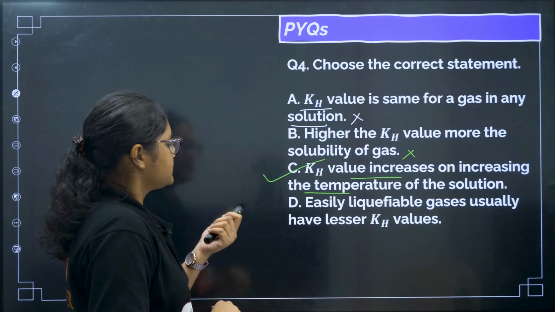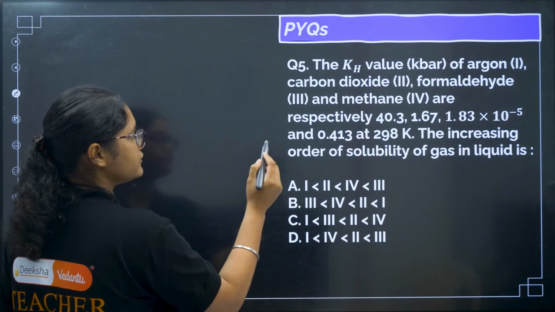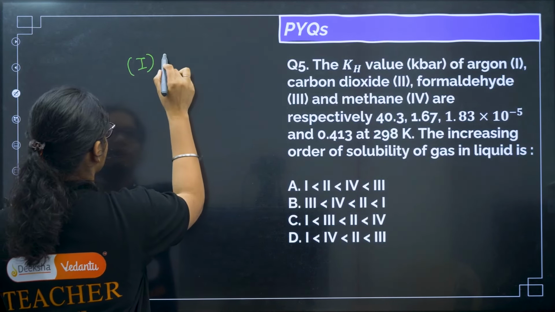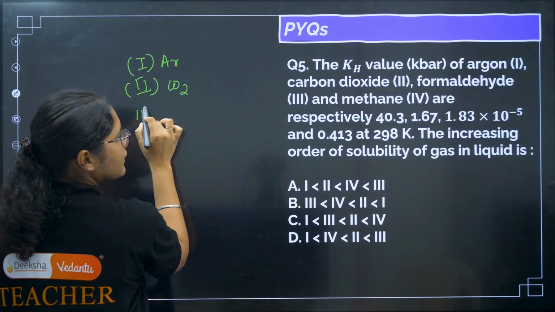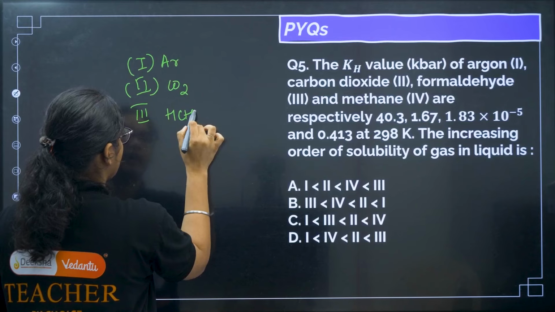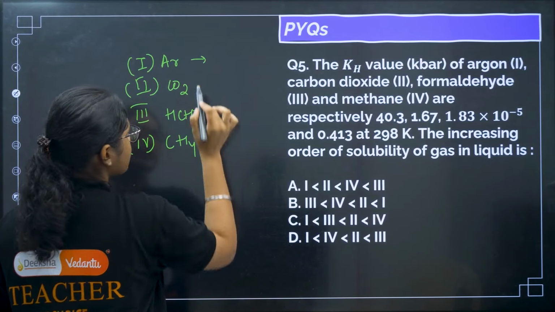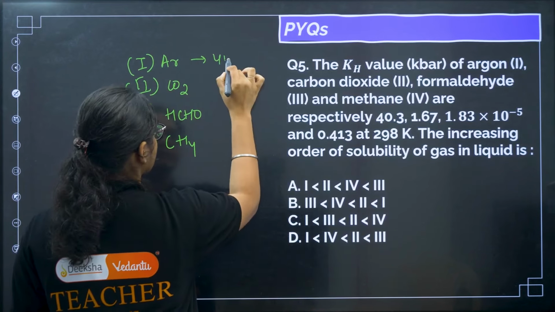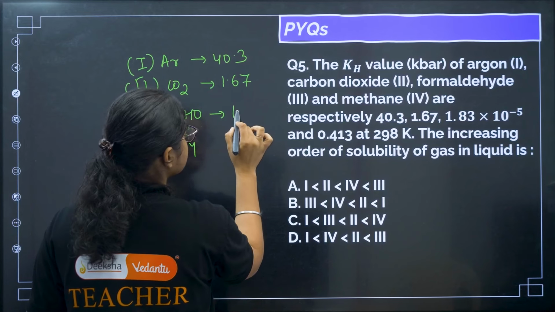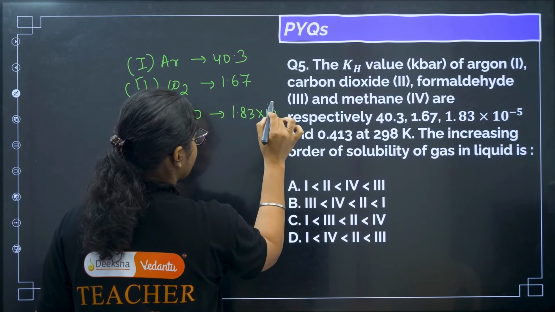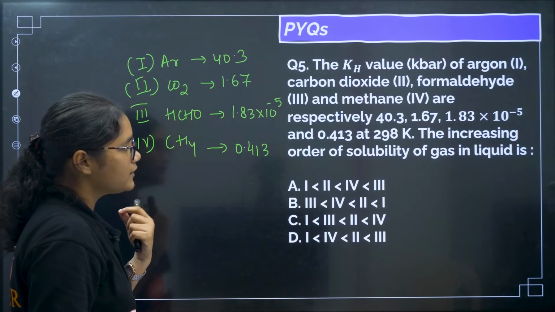Okay. Next, question number 5. Some KH values are given to you. First one is argon, second one is carbon dioxide, third one is formaldehyde, and the fourth one is methane. Now the argon value given to you is 40.3, carbon dioxide is 1.67, formaldehyde is 1.83 into 10 to the power of minus 5, and methane is 0.413. Now the increasing order of solubility.